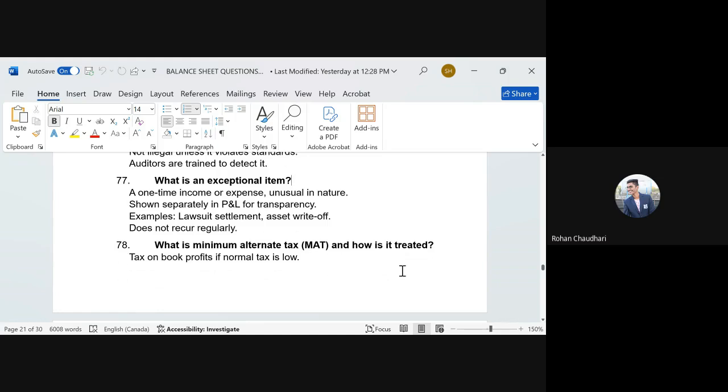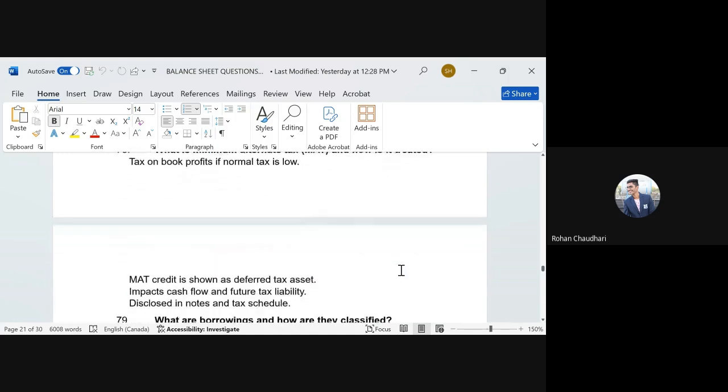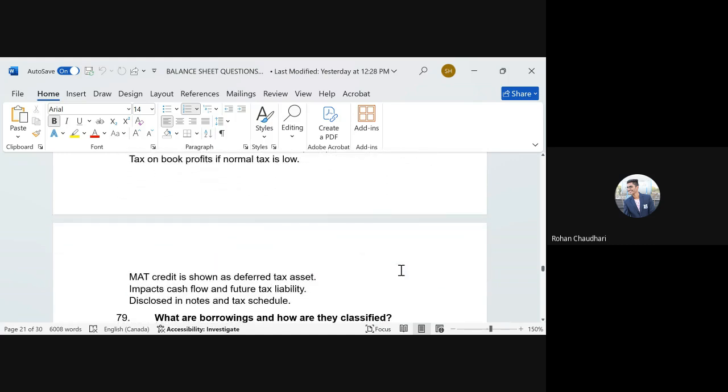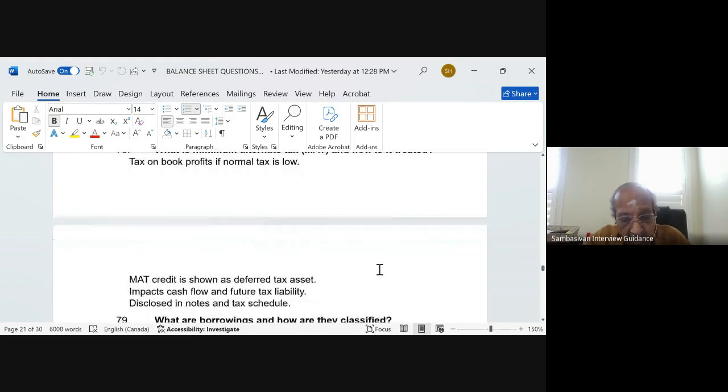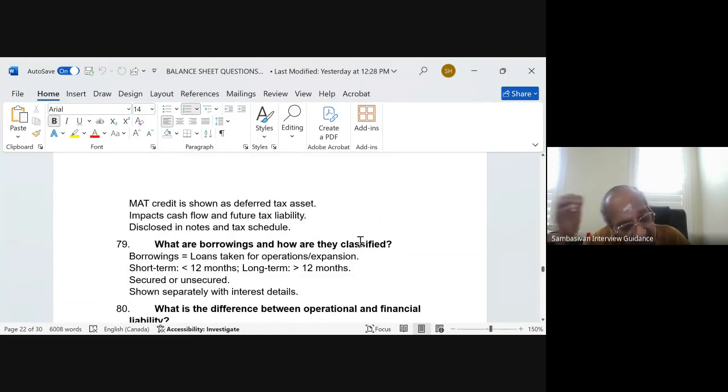Continue. Question number 78. What is the minimum alternate tax and how is it treated? Tax on the book profit if normal tax is low. MAT credit is shown. I think this question is irrelevant now. I'm not sure. Does anybody know about this MAT and all, because recently we have got GST and other things. Is MAT still there in our country? Anybody has any idea? Please let us omit this question. Note it. If necessary, after verifying, read and tell me tomorrow what the answer is.